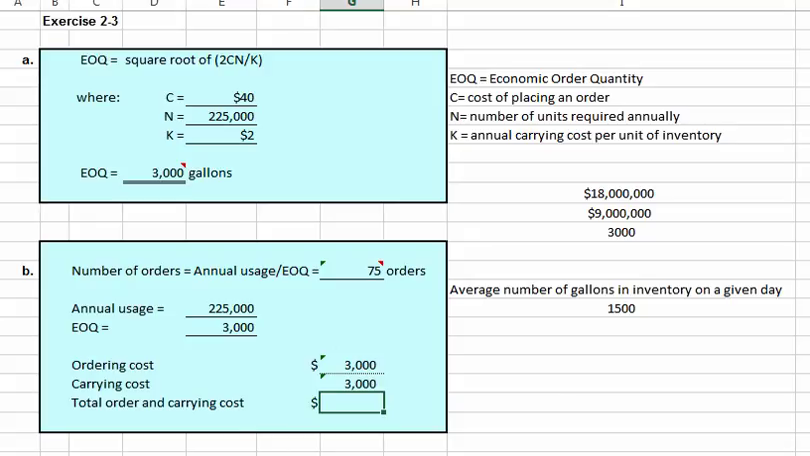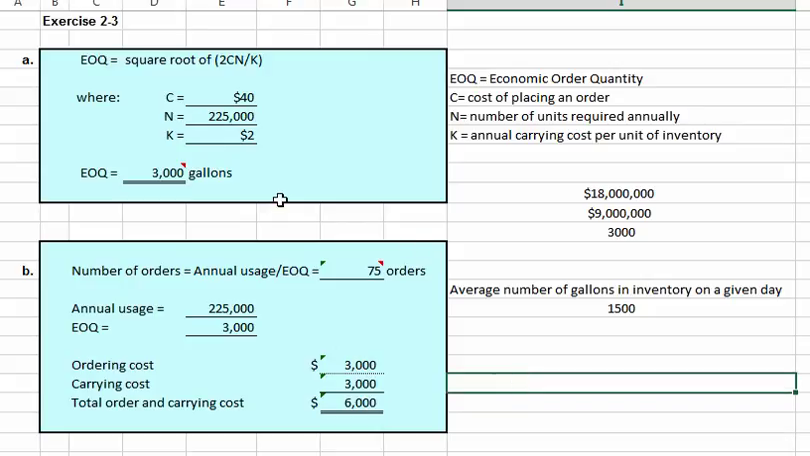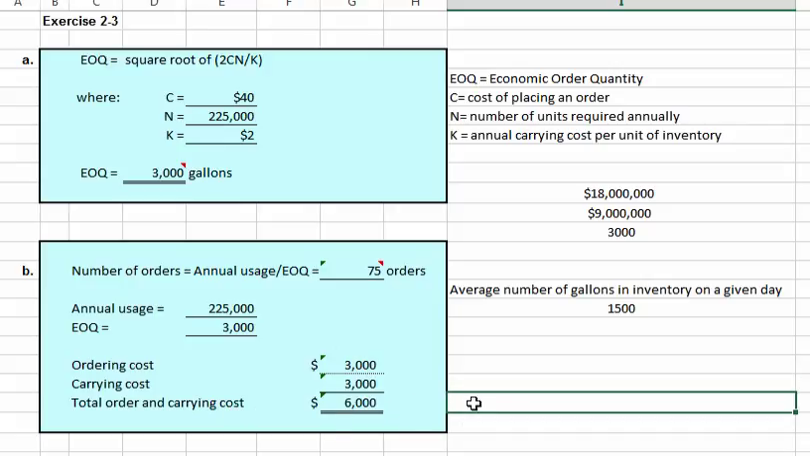Now, total order and carrying cost for the year would be equal to our 3,000 plus 3,000. That's $6,000. What they're saying is, by using this economic order quantity, we're keeping this total order and carrying cost at a bare minimum. And we're also not running out of raw materials.